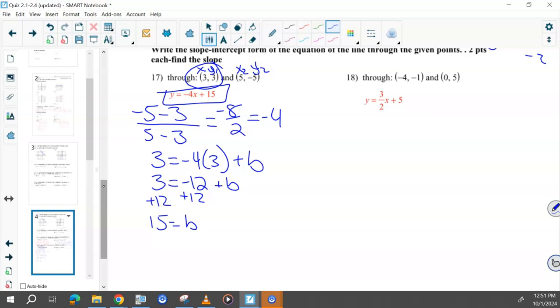Questions on that? The last one, start off the same way. Where we're finding the slope. 5 minus a negative 1 over 0 minus a negative 4. And then subtract, or in this case add. So this would be 5 plus 1, so 6. 0 plus 4, or 4, which simplifies to 3 over 2.